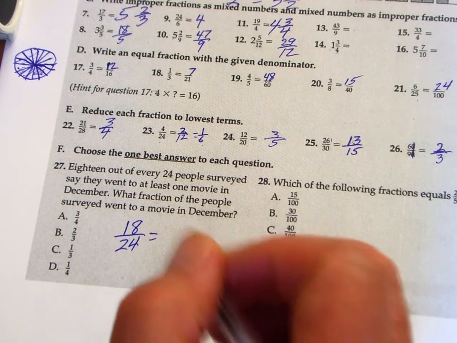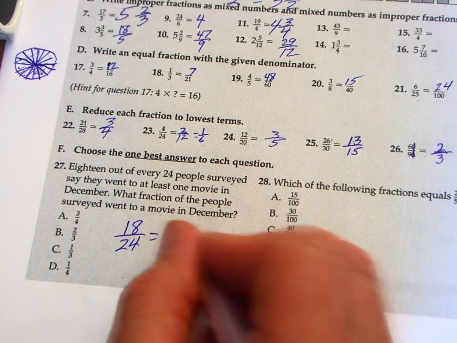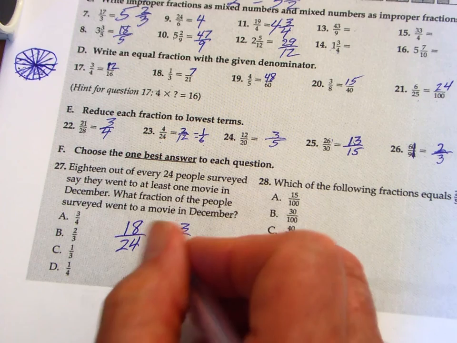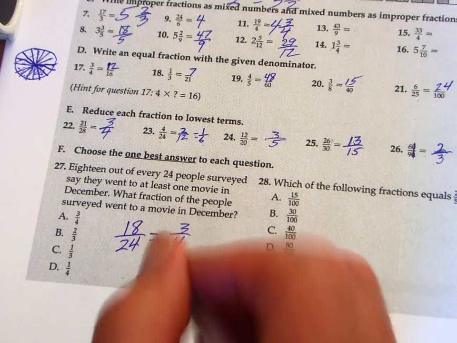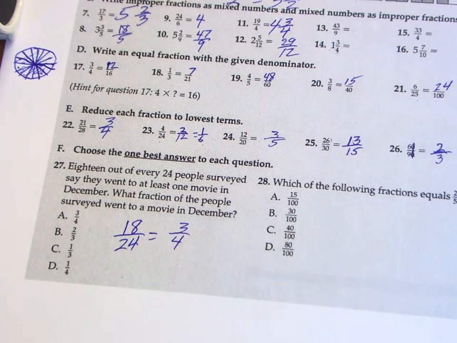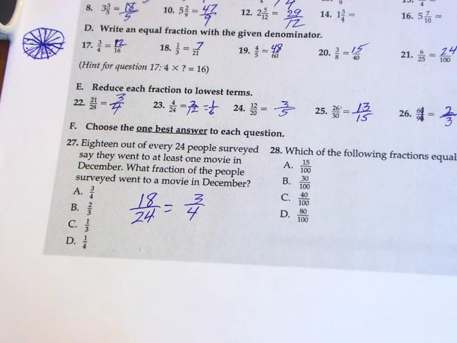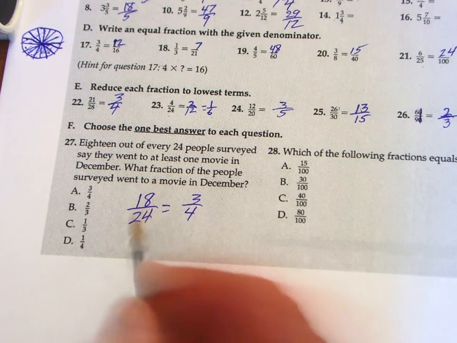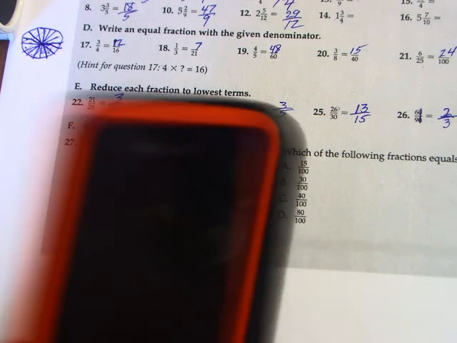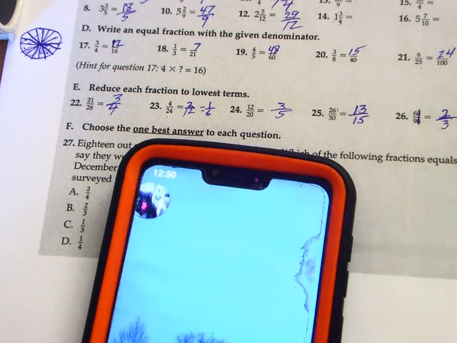6 times what is 18? 6 times 3. 6 times what is 24? 6 times 4. 3/4. Now, I'm going to show you another way you could solve it if you forget how to reduce. 18/24. I am going to change that to a decimal.